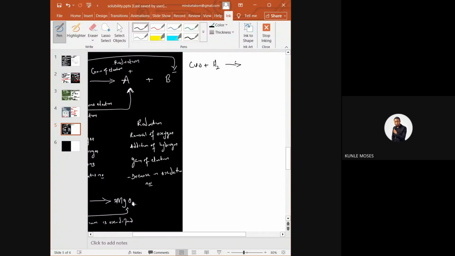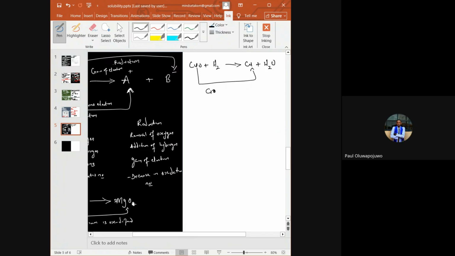To give copper and water. So that's copper plus water. Is it balanced? It's balanced. So you can see here, copper oxide has oxygen here, right? And it has become copper here. So is copper oxide oxidized or reduced?